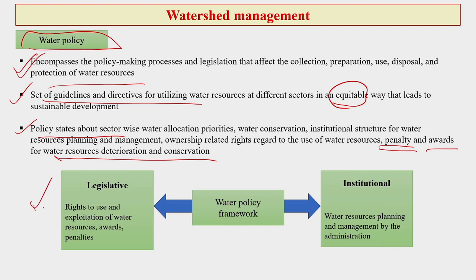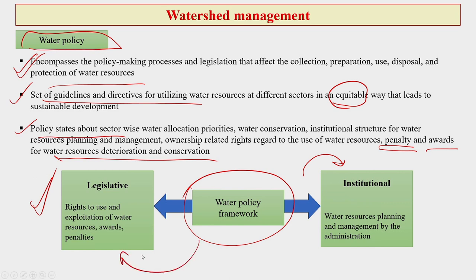Let us look at this figure, which simplifies the things that I have been discussing in the last couple of minutes. This is your water policy framework, which on one hand looks at the institutional aspects, and on the other hand looks at the legislative aspects. In the case of institutional aspects, it talks about water resource planning and management by different institutions, starting from the village development councils, VDCs, at the ground level, and it could go up to even the central government level. For legislative rights, we just discussed rights to water use, and if you are misusing water, what kind of penalty there will be. If you are managing water resources in a very appropriate manner, what kind of incentives or awards can be given. These are the things which can come in legislative matters.